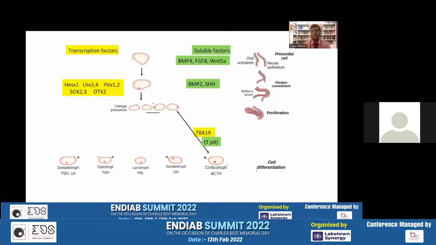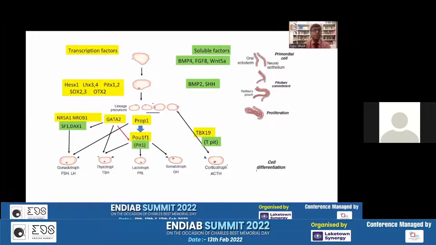And then for the corticotroph to develop, you need TBX19. And you've got PROP1 and PIT1, the POU1F1, from there for the thyrotroph, the lactotroph, and the somatotroph, and the gonadotrophs. Additionally, for the gonadotroph, as well as part of the adrenal, you will need DAX1, SF1, and amongst the transcription factors, you need NR5A1 and NR0B1. And of course, GATA is also important for all of those 3 interactions that have been shown in this particular slide.